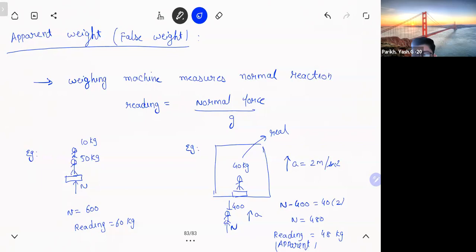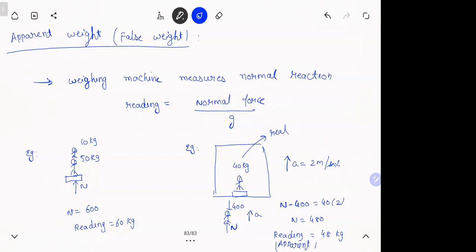So put it down. Have a look at this. Anything you didn't get, please ask me. Most important: the weighing machine measures the normal reaction.